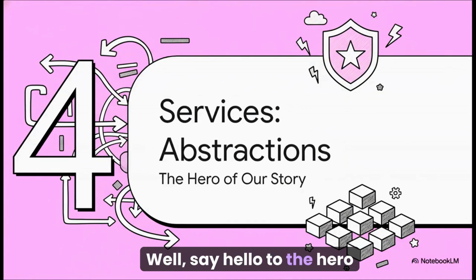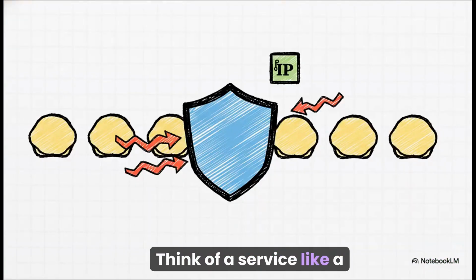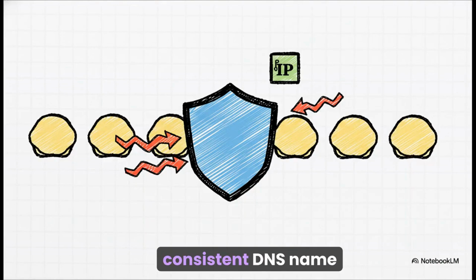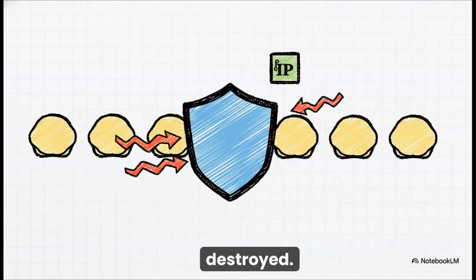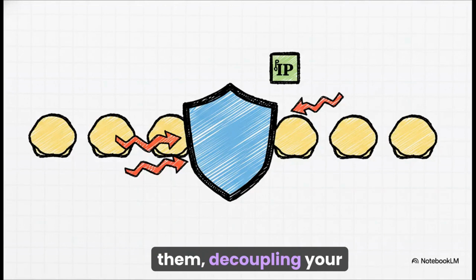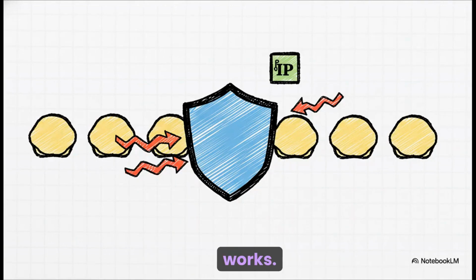Well, say hello to the hero of our story, the Kubernetes service. It's a simple abstraction that provides a stable, reliable endpoint, solving this whole ephemeral IP problem once and for all. Think of a service like a permanent PO box for your pods. It gives you a stable virtual IP and a consistent DNS name that never change, even while the pods behind it are constantly being created and destroyed. It automatically finds the right pods and load balances traffic between them, decoupling your application so it just works.